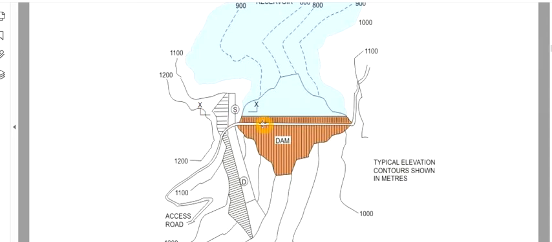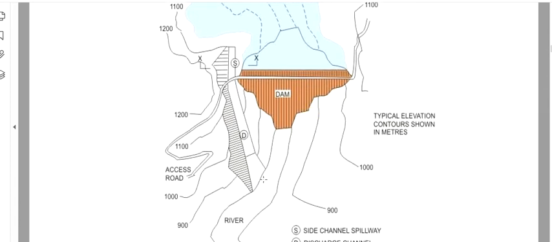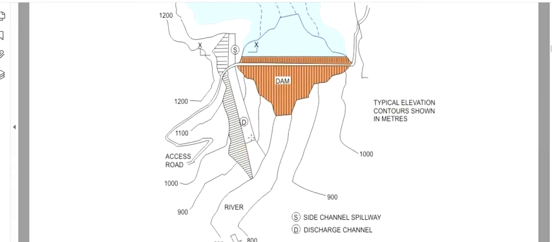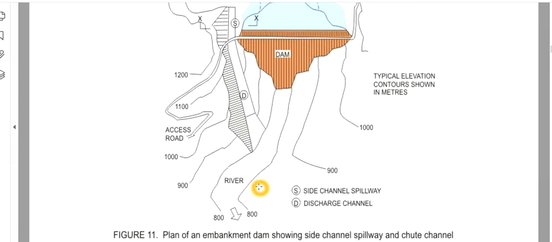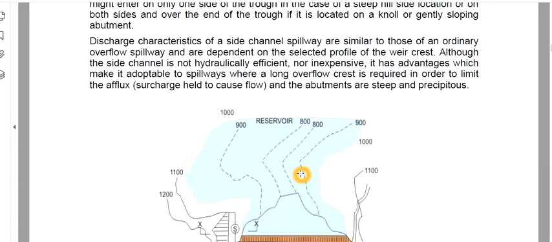You can see the notation: this is the cross-sectional view XX, and you can also see the typical contour elevations shown in meters: 1100, 1000, 900, 800, and similar. This is your access road for inspecting the dam as well as the spillway. This is the discharge channel. So here is your spillway. The entire diagram is a plan of an embankment dam showing a side channel spillway as well as a shaft spillway.